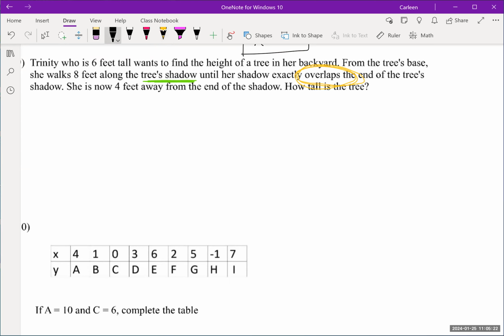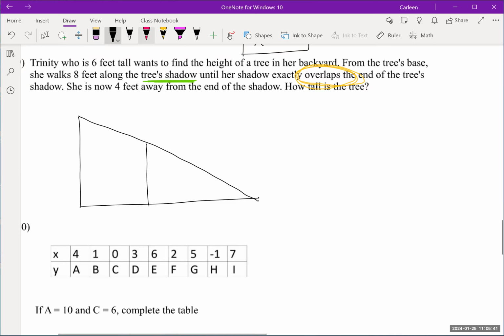Okay, so we're going to draw overlapping triangles. That was supposed to be flat. It was not flat. Okay, their shadows overlap. So we have the tree. Yep, there's a tree. There's a delay. Okay, and here is Trinity.